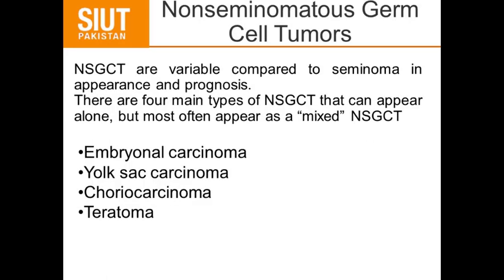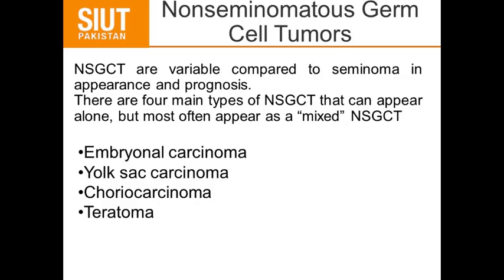So non-seminomatous germ cell tumors are variable compared to seminomas in their appearance and prognosis. The four main types are embryonal carcinoma, which is present in about 40% of the cases, and they are rapidly growing and aggressive tumor, and secrete HCG and alpha fetoprotein both. Yolk sac carcinoma is more common in children, and they respond quite well to chemotherapy, and they secrete alpha fetoprotein. Choriocarcinoma is rare but aggressive tumor, and again it secretes beta HCG.